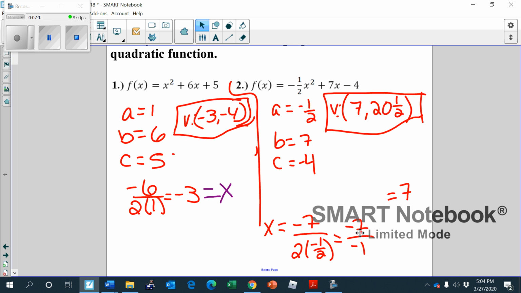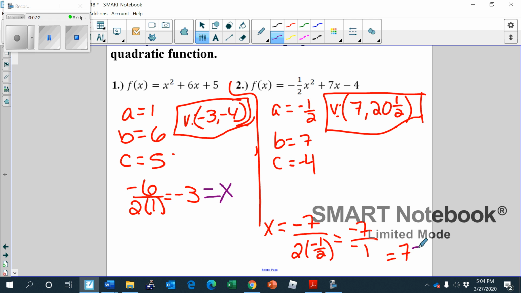So if you're checking this out, you get -7 divided by, and then 2 times -1/2 becomes -1. So -7 divided by -1 is equal to 7. And again, that is your x value. So when I plug 7 back into this equation, you should in your calculators get 20 1/2.